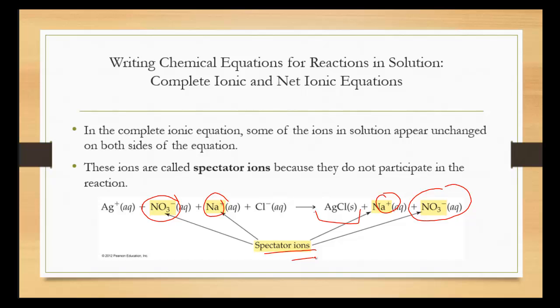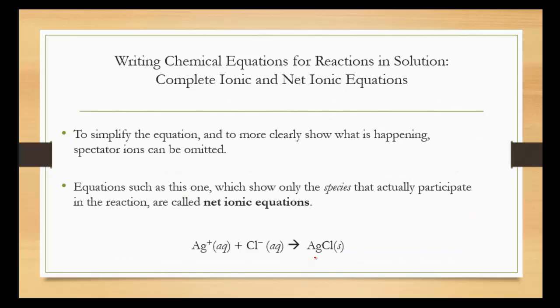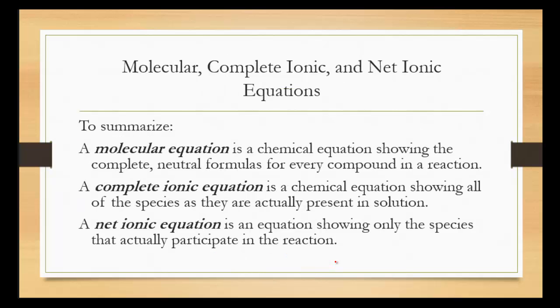So in the net ionic equation, we take those ions out. So we have Ag, which is part of the solid, and we have Cl that's part of the solid. And that is what our net ionic equation is. So the molecular equation is the chemical equation showing the complete and neutral formulas, so having everything combined, the initial compounds. The complete ionic equation is where you've split up anything that's aqueous into its separate ions. And the net ionic equation is when you're removing the spectator ions and you only focus on the ions that actually participate in the reaction itself.